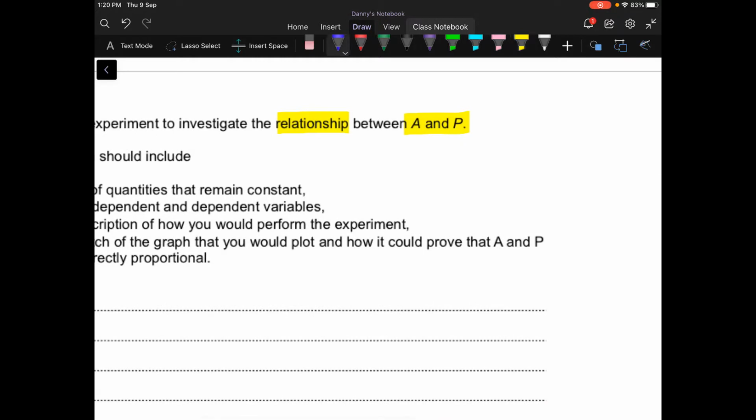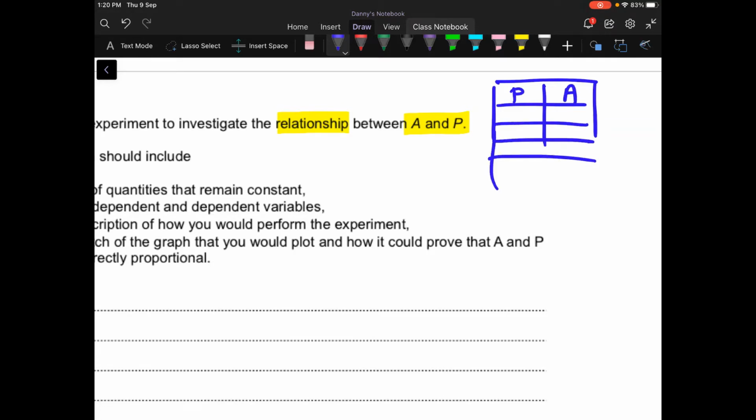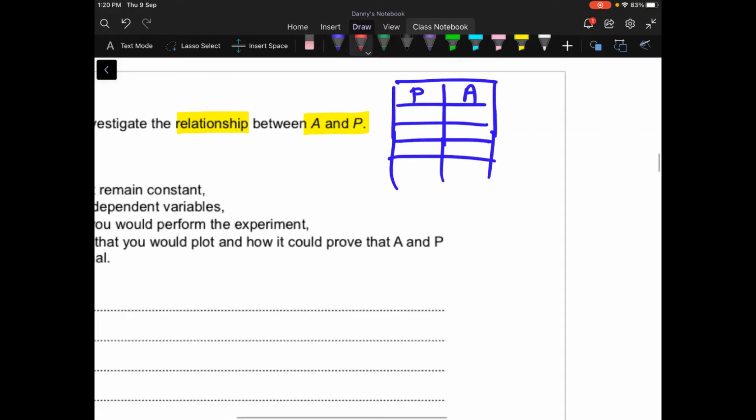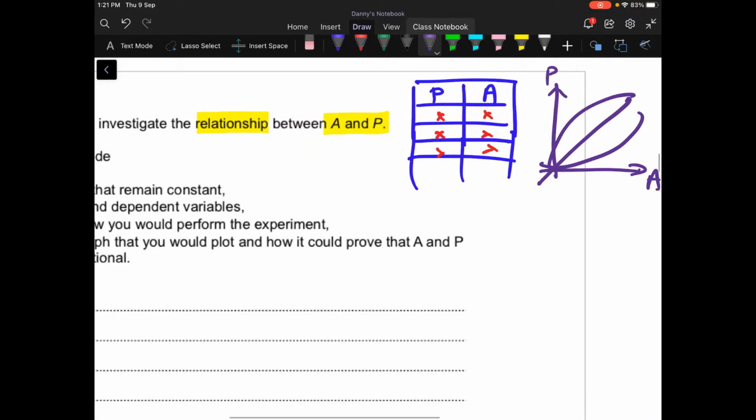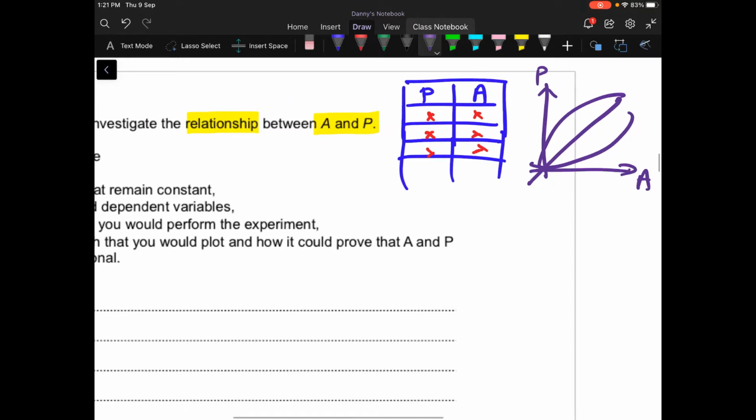So immediately in my mind, I would know that at the end of my planning, I need to have something like P and A, and I need to have multiple readings, right? And these multiple readings, in the end, are going to enable me to plot something like a P-A graph, whereby this graph can be a straight line, a curve, or any other form of line. Whether it is a straight line or a curve will tell me what kind of relationship I have between A and P.